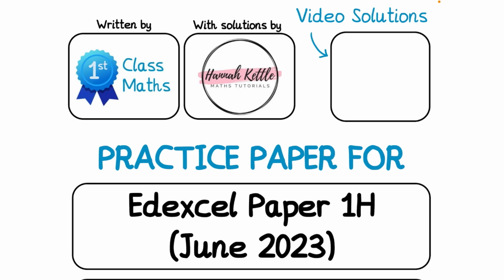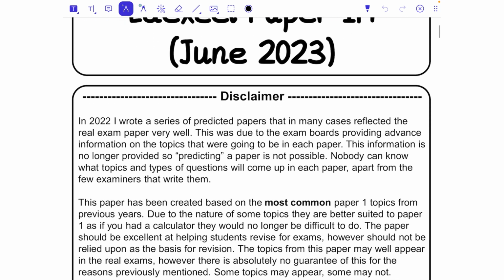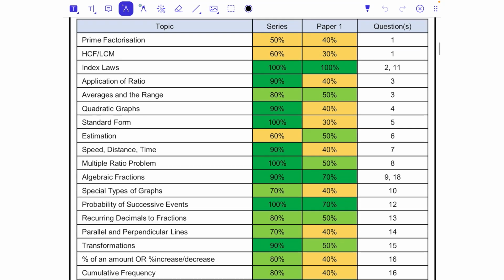Okay, so this is the predicted paper made by First Class Maths, who wrote the most incredible past papers last year that had a really true likeness to the exams. We don't have any prior information this time, so this is a best guess based on all the information, and you can see more about how he's come up with this paper here.